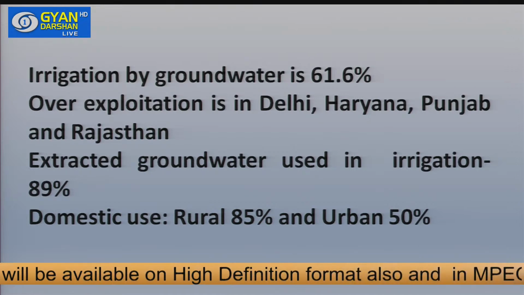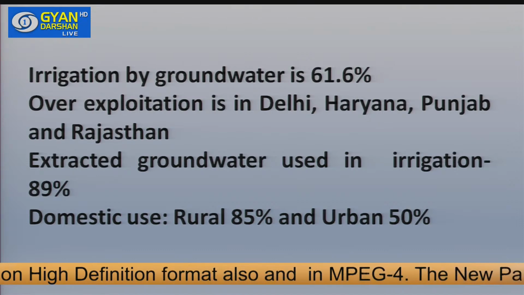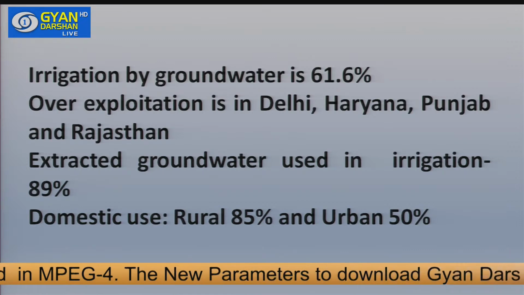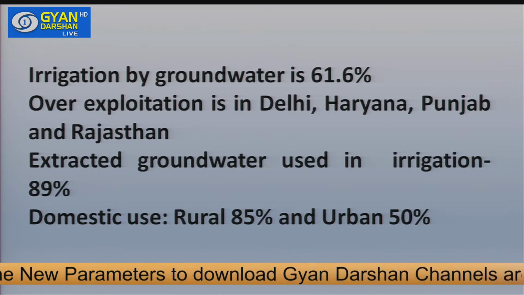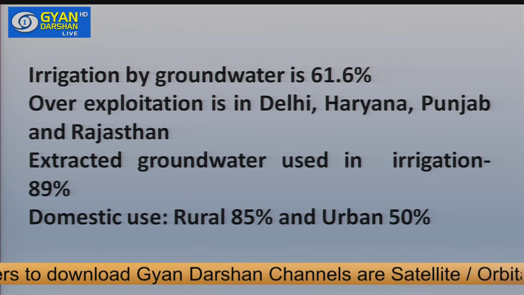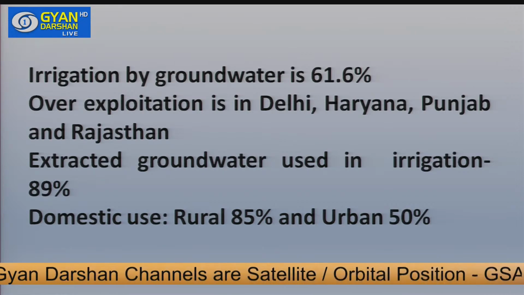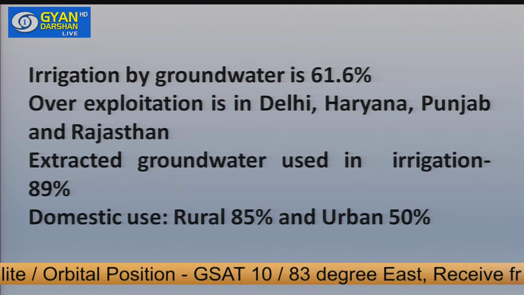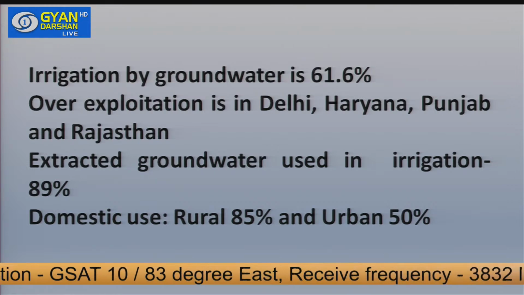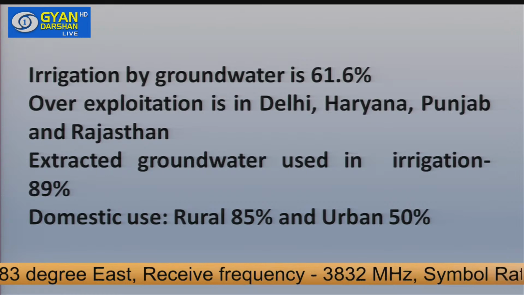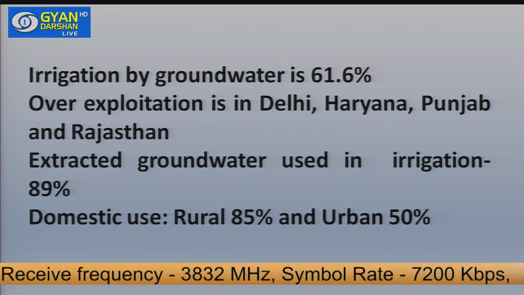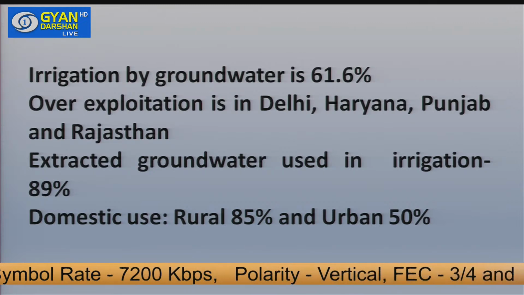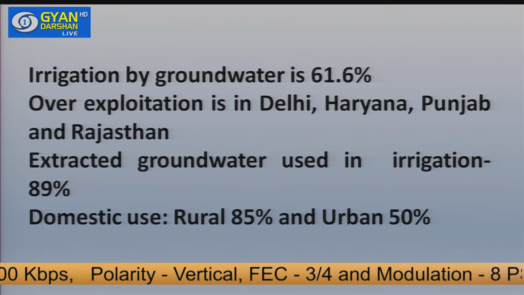Most of the groundwater exploitation is in different states such as Delhi, Haryana, Punjab, and Rajasthan. These are the states where the usage of groundwater is more and the extraction is also more. The extracted groundwater is used for different purposes, like irrigation, domestic usage, and industrial purposes.